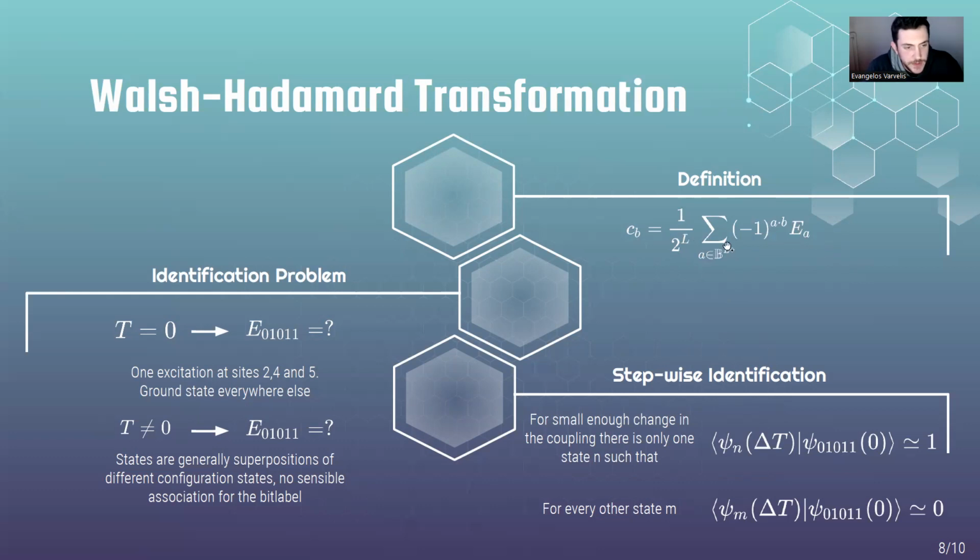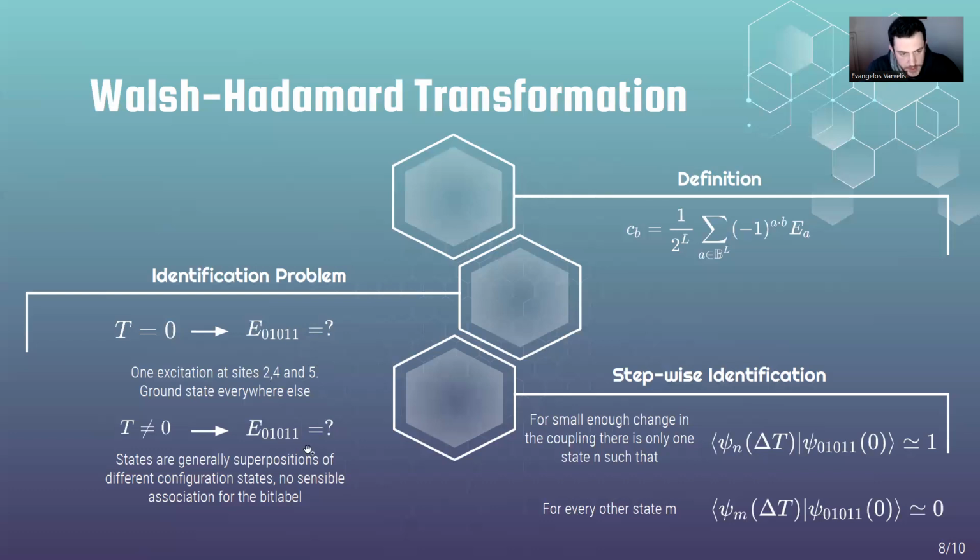Right, so how do we do that? When we have the coupling turned off, so for t equals 0, and let's say that we wanted the energy of such a state, 0, 1, 0, 1, 1, there is a very clear definition of what that means. It means we want a state with one excitation at sites 2, 4, and 5, and ground states everywhere else. However, as soon as you turn on the coupling, even for a finite value of it, this will no longer make sense, because generally the eigenstates will become superpositions of these configuration states. And after a long enough time, this identification won't make any sense anyways.